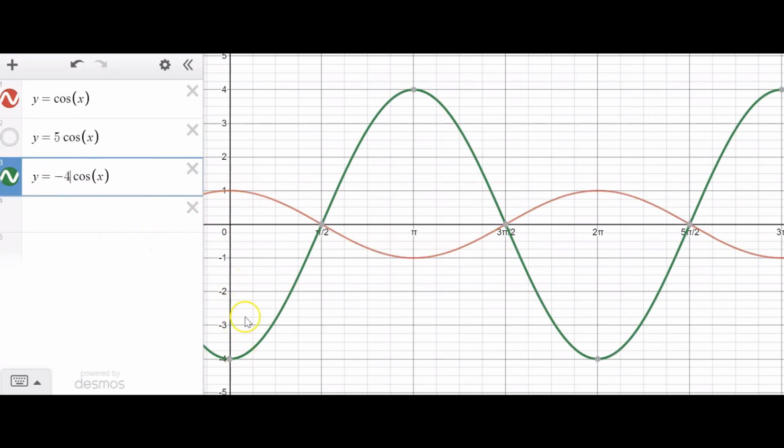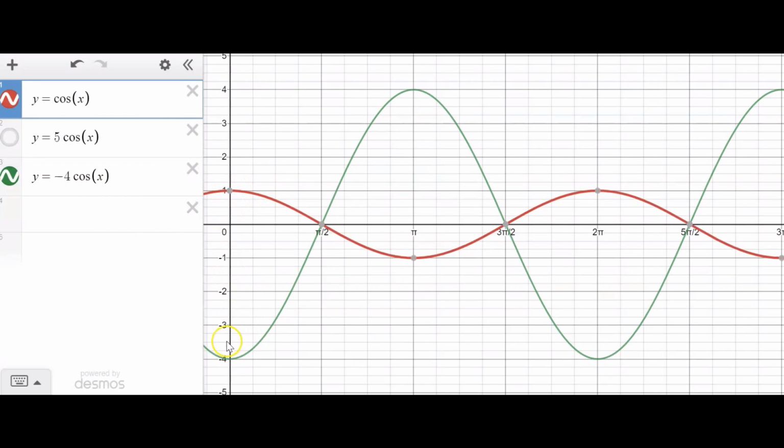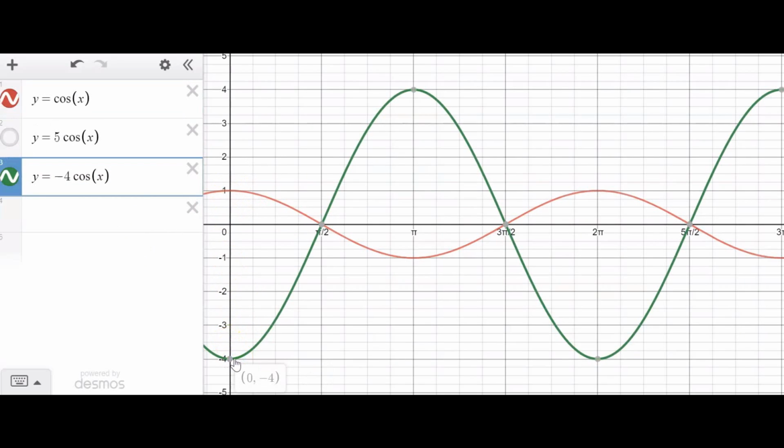Again, it would flip it upside down. Instead of starting at a high point, it would start at a low point. And instead of going down, up, it would go up and then down. And because of the 4, it would start at -4 and it would go up to +4 and then back down to -4. And so that's what the amplitude does. The number in front of the trig function makes it higher and lower, and also if it's negative, it flips it upside down, okay?